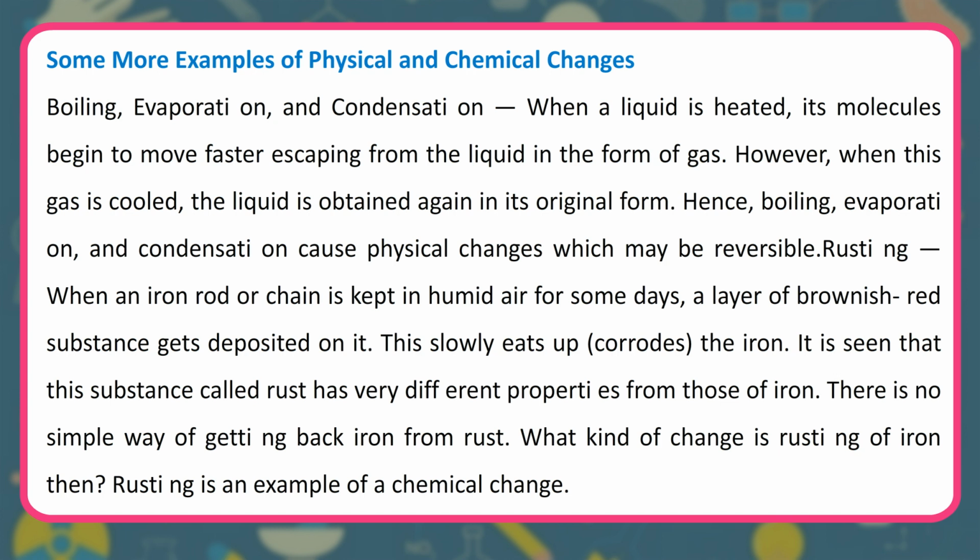Rusting. When an iron rod or chain is kept in humid air for some days, a layer of brownish substance gets deposited on it. This slowly eats up, corrodes, the iron. It is seen that this substance called rust has very different properties from those of iron. There is no simple way of getting back iron from rust. What kind of change is rusting of iron then? Rusting is an example of a chemical change.